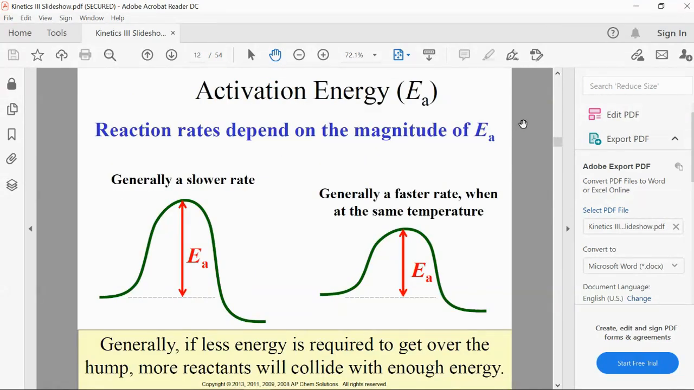Let's skip through a few things. This is a good thing to note. When we start talking about how activation energy and rate compare to each other, the larger the activation energy typically means you have a slower rate. A reaction takes longer to produce products if it has a large activation energy. Comparatively, if it has a smaller activation energy, that's going to be a faster rate.